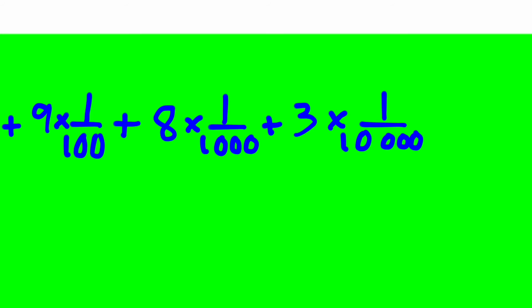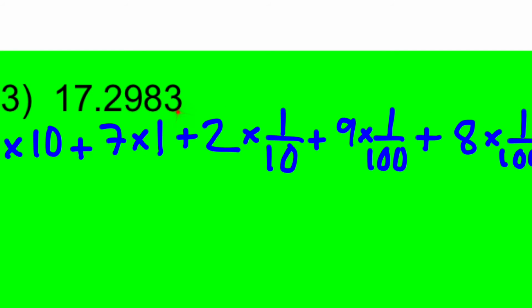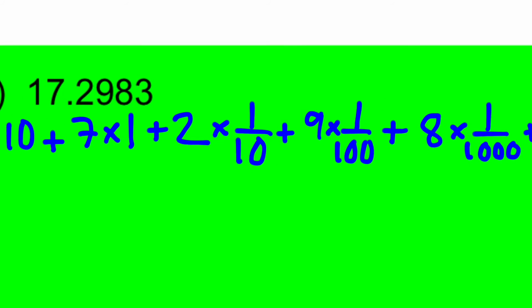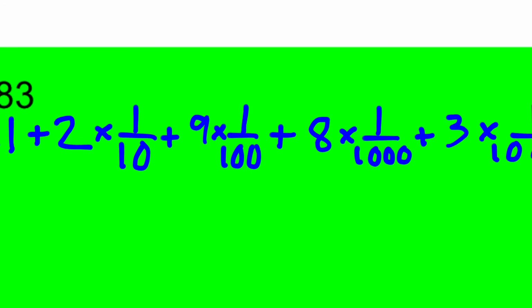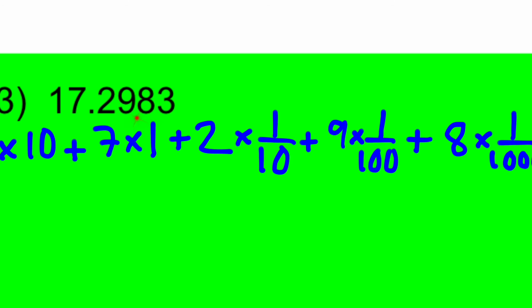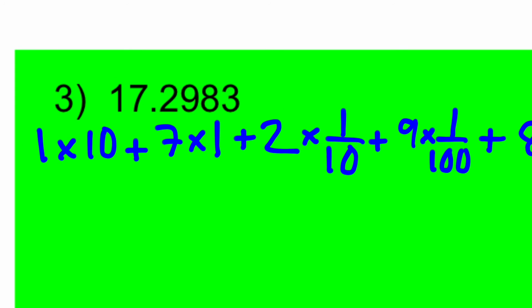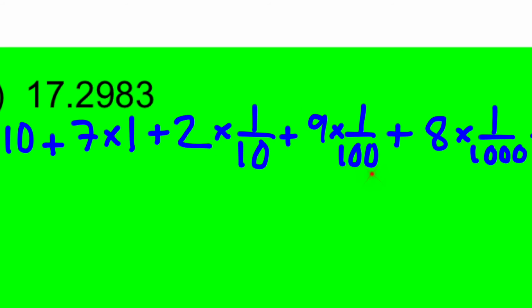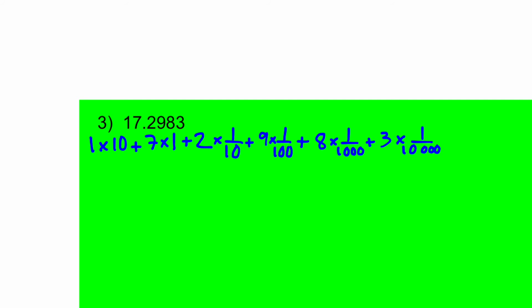And the way I remember these is that the 3 is in the fourth decimal spot. So for 10,000ths, there needs to be 4 zeros. The 8 is in the third decimal spot. So there needs to be 3 zeros for thousandths. The 9 is in the second decimal spot for the hundredths. And the 2 is in the first decimal spot, so 1 0. There's that number in expanded form.